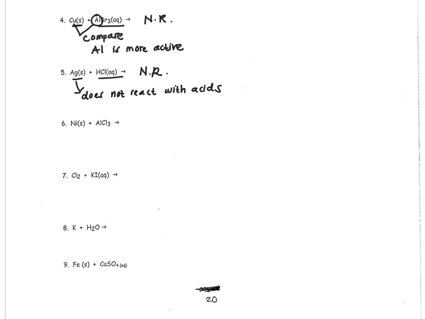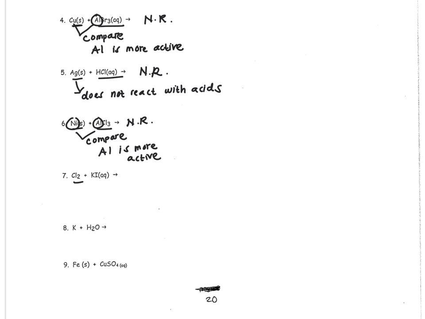In the next chemical reaction, we have nickel reacting with aluminum chloride. So again, we have two metal activities that we need to compare, nickel and aluminum. And aluminum is more active than nickel. Hence, this would be no reaction.